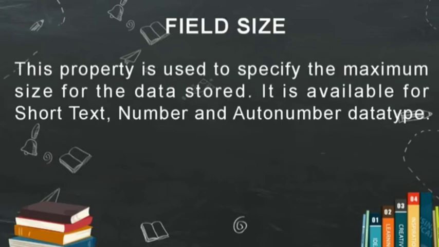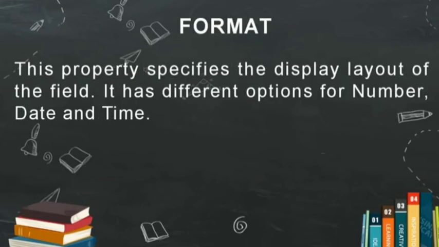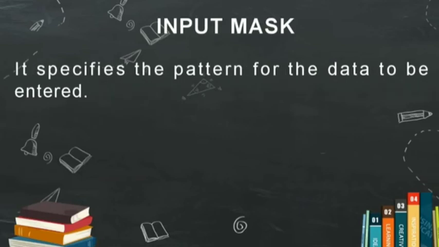Next is field size. What does it do? This property is used to specify the maximum size for the data stored. This property is only available for short text, number and auto number data types. Now the next property is format. Format specifies the display layout of the field. It has different options for number, date and time. And the last property is input mask. It specifies the pattern for the data to be entered in the field.